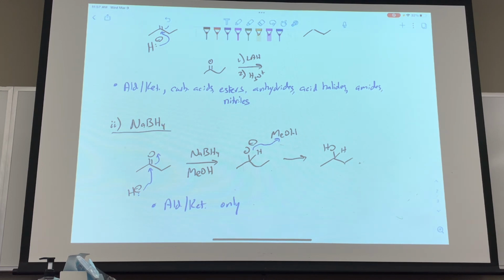So for aldehyde, it's going to work the same way, right? Yep, the only difference would be instead of getting a secondary alcohol, you get a primary alcohol.